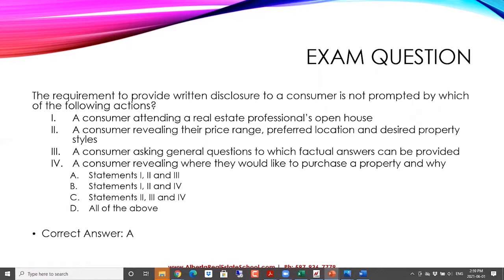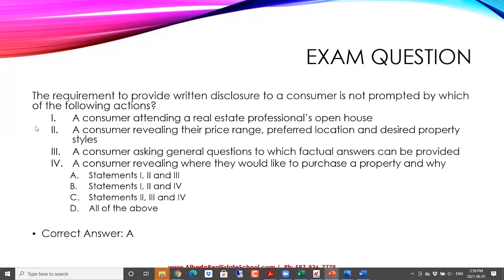Second option here, a consumer revealing their price range, preferred location, and desired property style. Again, this information is very broad. It doesn't include any confidential information. Even with the price range, they're not giving us exactly how much they have been pre-approved for or how much they can actually pay for the property. So therefore, it is not confidential information. Price range, just because it's a range, it's not confidential information.